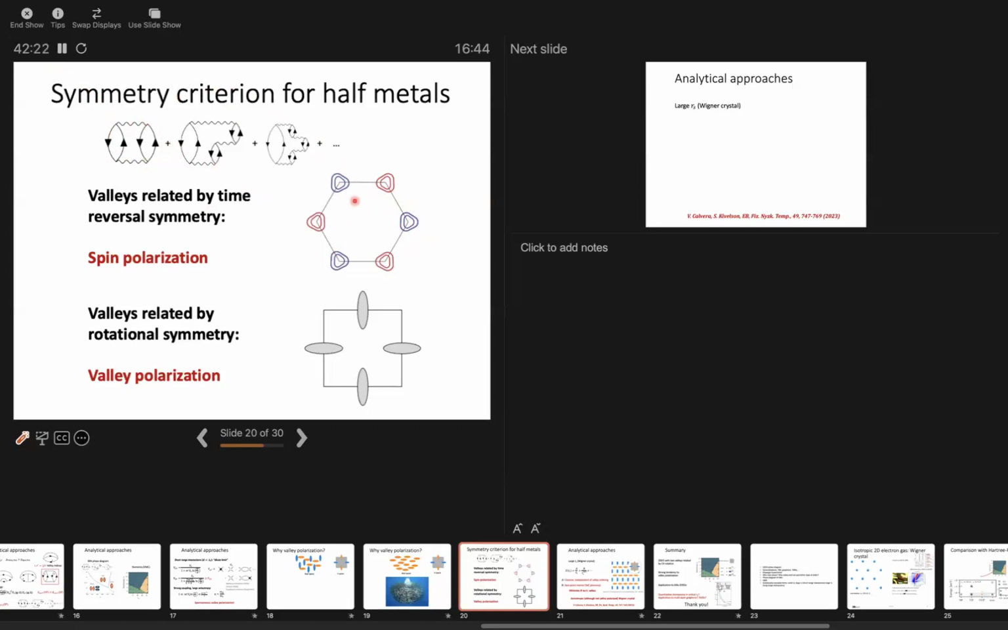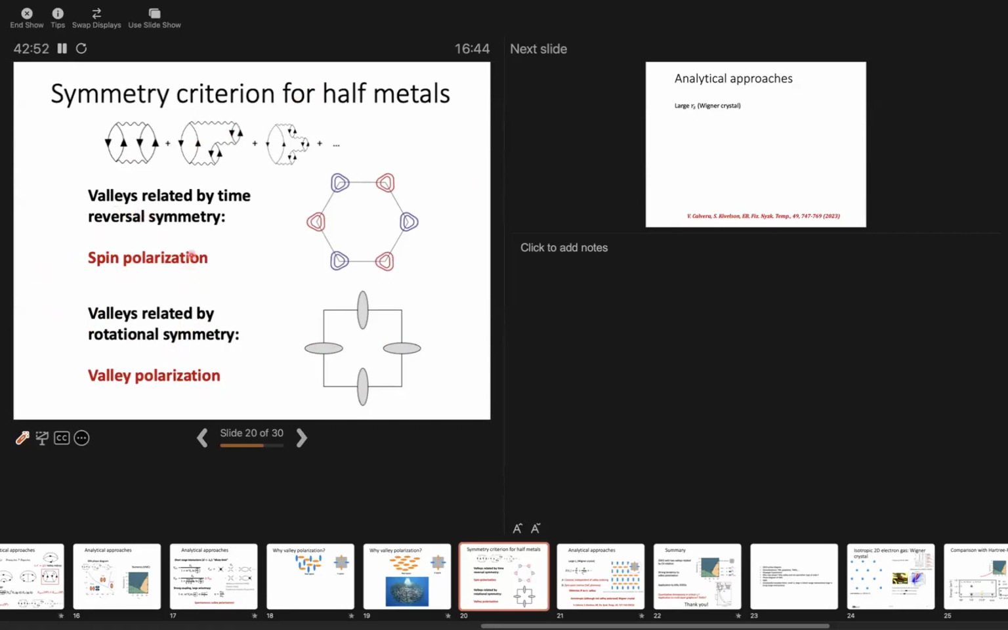So we distinguish between two classes of cases. One is that, like in graphene, the two valleys, the red and the blue valleys, are related by time reversal symmetry. So K goes to minus K, or C2 symmetry. And the other one is like aluminum arsenide, where the two valleys are related by rotational symmetry. And it turns out that the correlation energy actually has a different preference depending on the symmetry that relates the valleys.